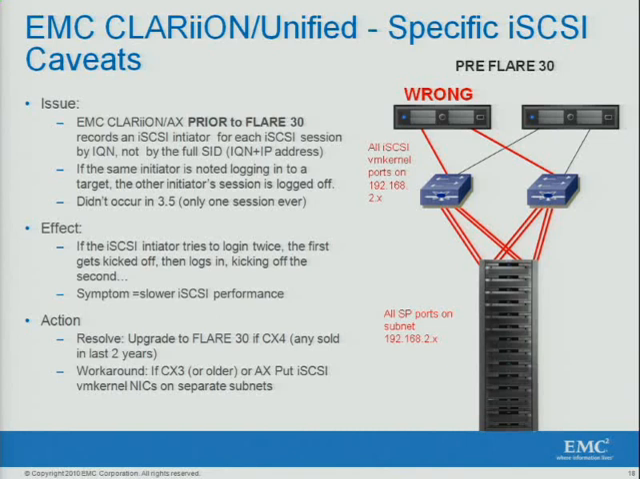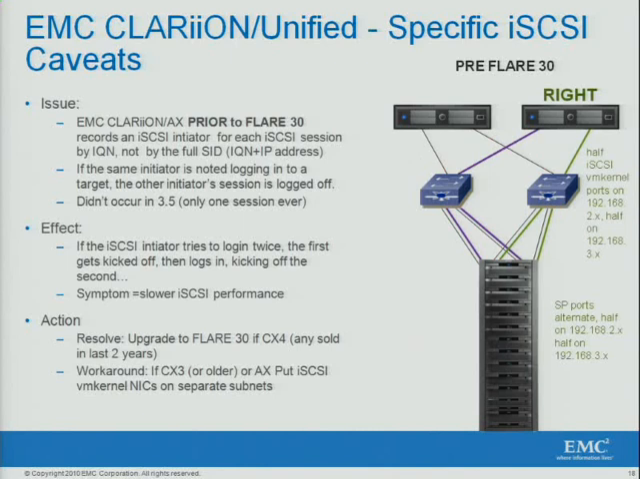So if you're using an array pre-Flare 30, there's a workaround, which is basically you put the different iSCSI interfaces onto different subnets, and you only allow them to log into the ports that are on the same subnet. This is a workaround, not a solution. If you do it, there's no degradation in performance. You'll drive both of the Ethernet ports at their full speed. But really, it added a little bit of complexity.